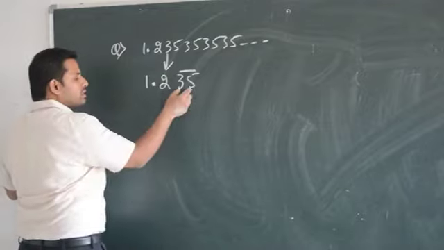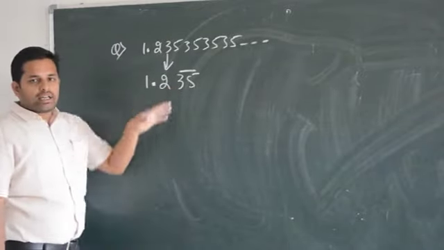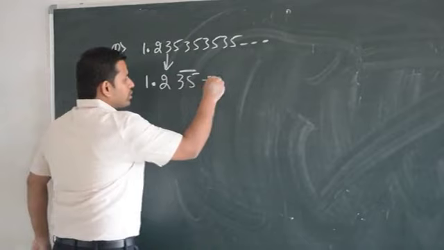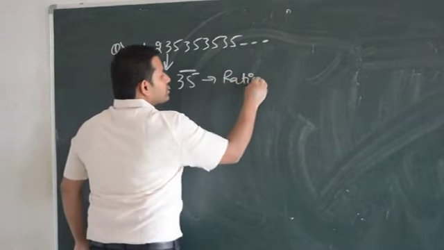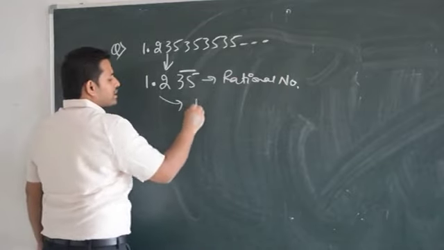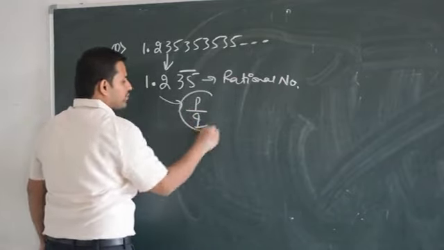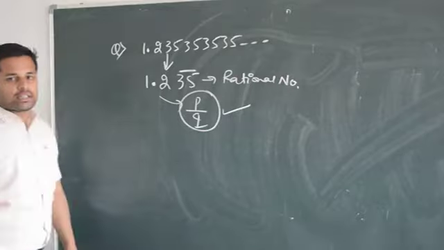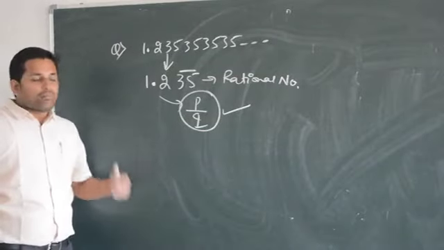The bar is only on 3, 5. 2 is not getting repeated again and again. Yes, this is also a rational number, and definitely this can be represented in the form of P by Q. That is for sure. But how to do it?